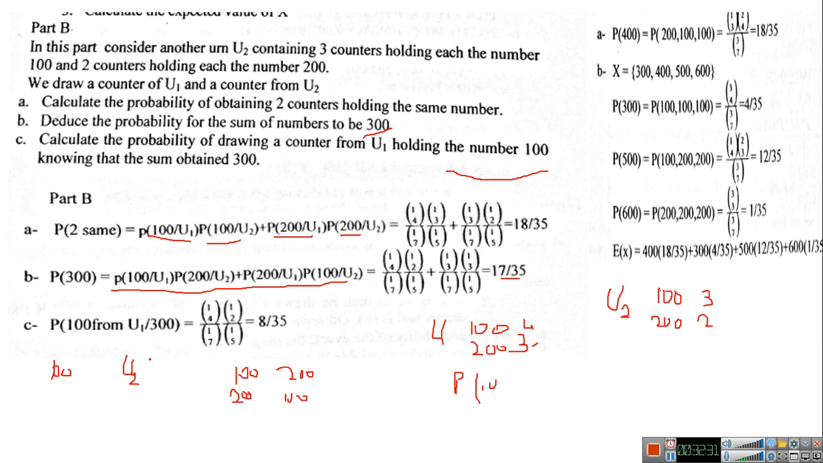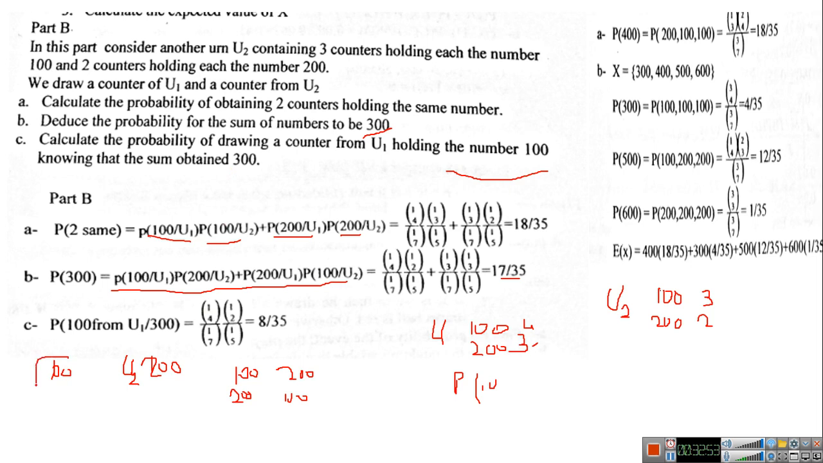I know that I draw from U2 what? A 200, because I know it's a 100. Okay? Calculate the probability of drawing a counter from U1 holding the number 0, knowing that the sum obtained is 300. Okay, so I know that the sum obtained is 300.